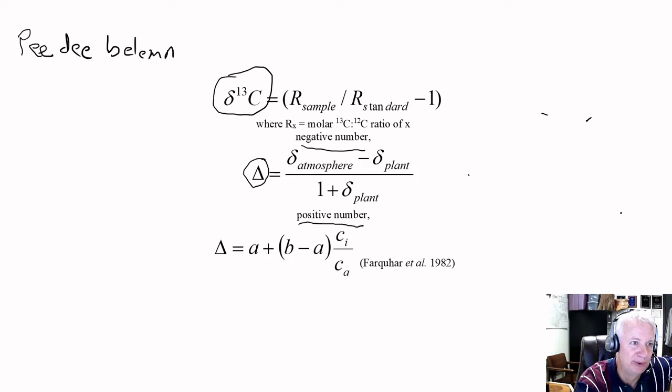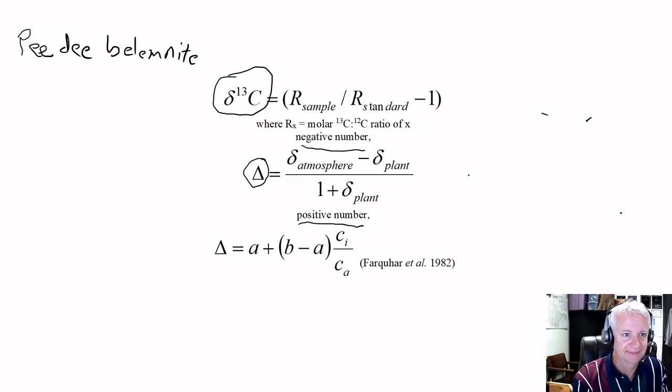And this isn't important to remember, but sometimes you'll see "relative to PDB." PD belemnite is what they're talking about. So that's this R standard. That R standard is the molar ratio of carbon 13 to carbon 12 in that PD belemnite standard. When this was developed, they used actual chunks of rock from this big rock in PD, North Carolina. Now they have manufactured standards that have that same C13 to C12 ratio.